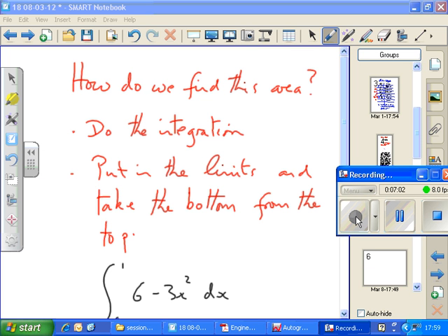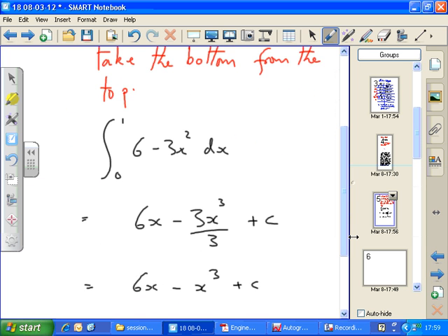So how do we find this area? Do the integration and then put in the limits and take the bottom limit from the top limit. Let's see how that works in action. Okay, so I'm going to write the integration for this one. Integral between 1 and 0, 6 minus 3x squared.